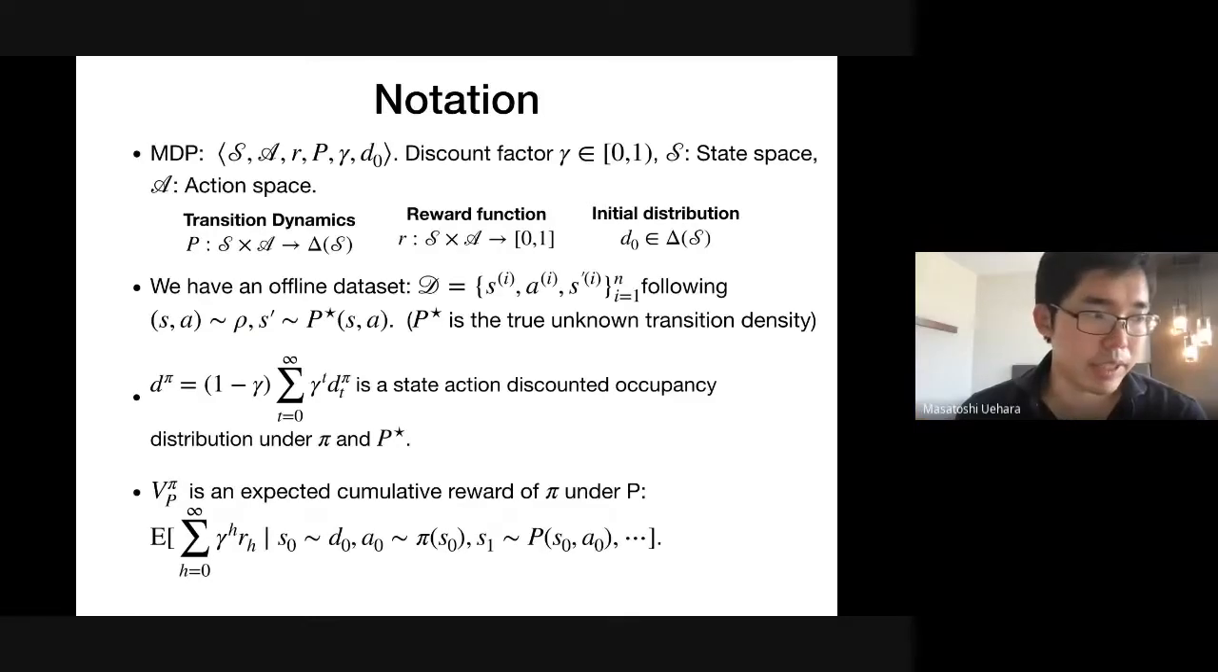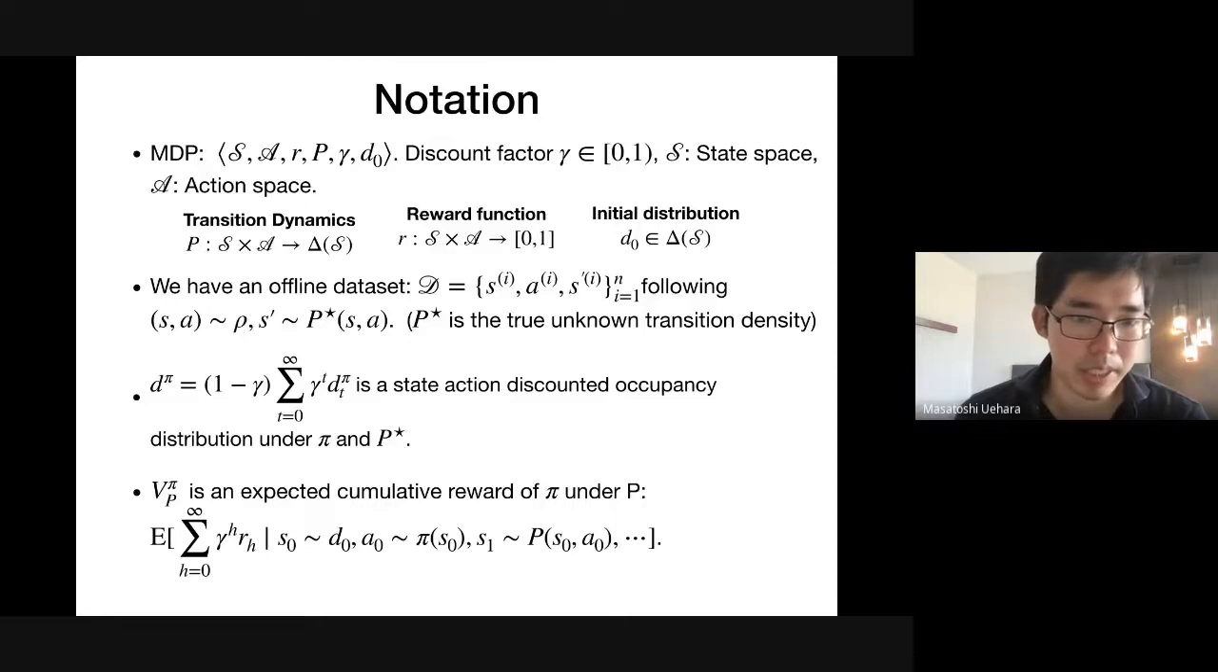From now on, let's dive into the detail. First, let me introduce some notation. The first notation is an MDP, which consists of state space, action space, reward, transition density, the discount factor gamma, and initial distribution D0. Also, we assume we have an offline data set denoted by D, and it is a triplet of state, action, and next state. And there are n samples.